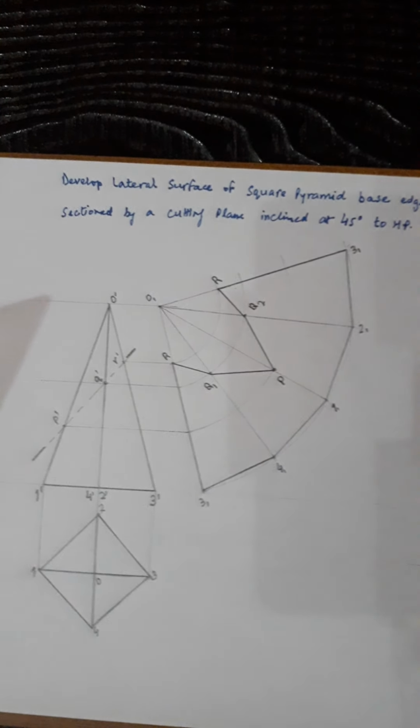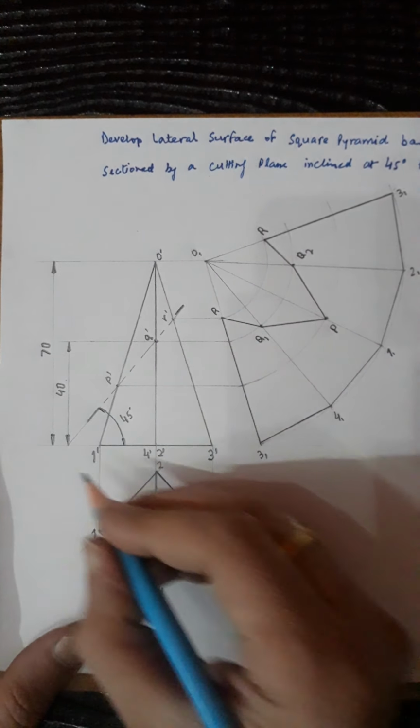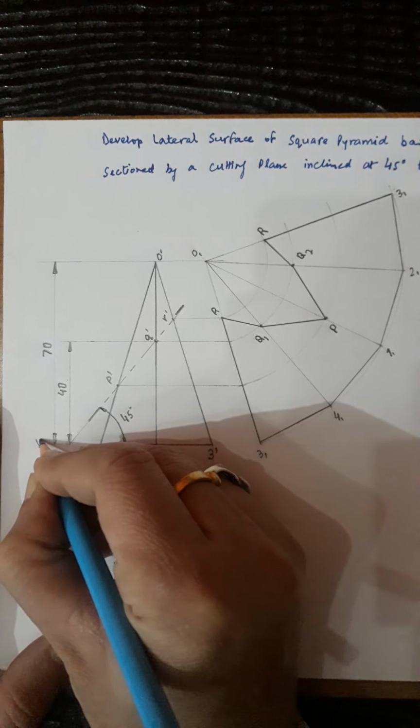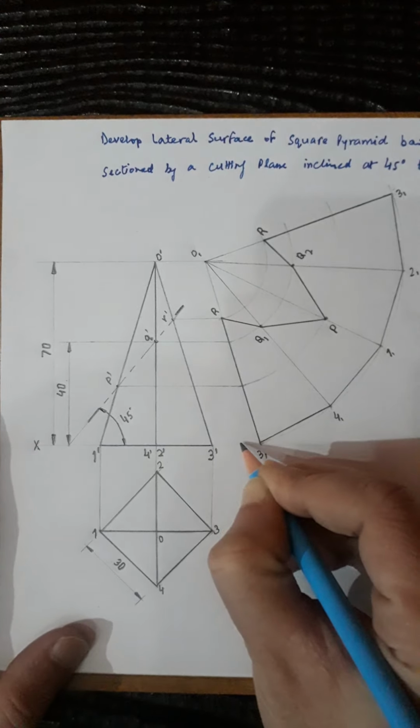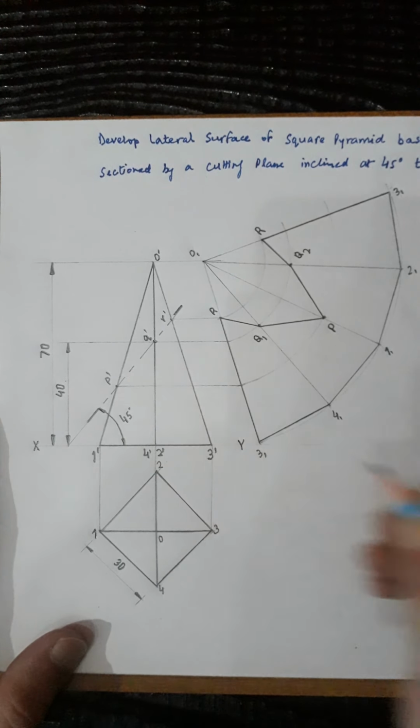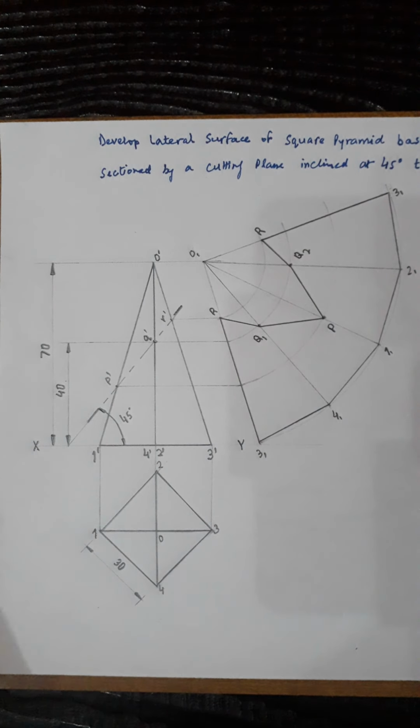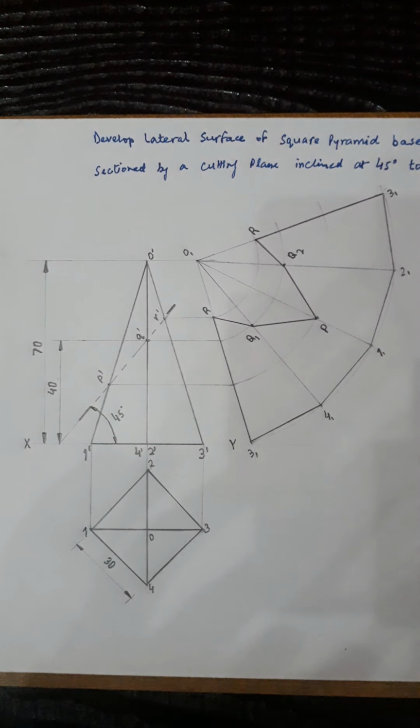So this is done. Now I'll be doing the dimensioning only. So I have done the dimensioning as well. You can write X and Y for the reference line. Now this is complete. I hope you got it, the development of the truncated square pyramid. Thank you very much.